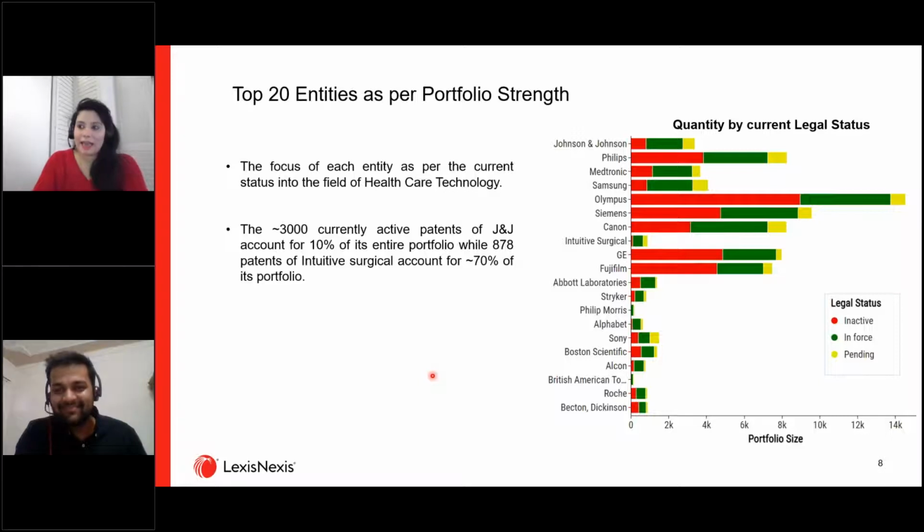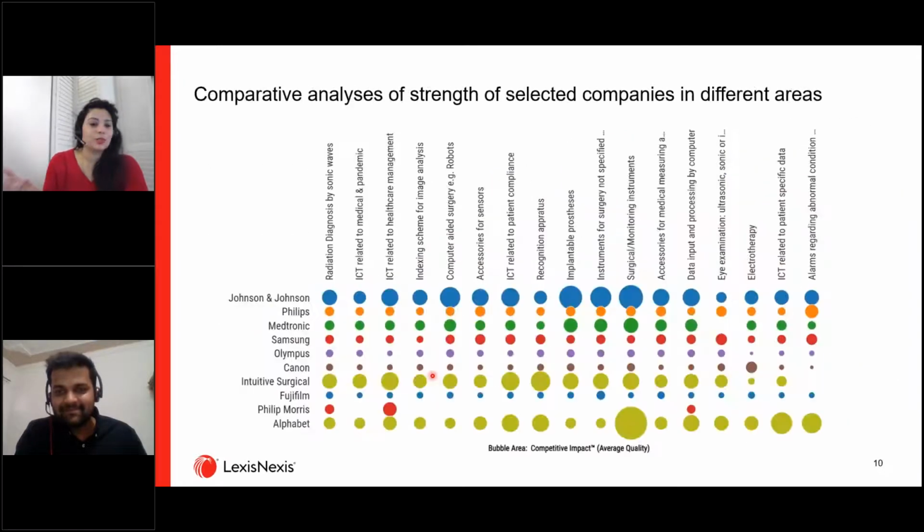But before we move ahead to Alphabet, I just wanted to show you this last slide regarding this set of companies that we are having an idea about. I'll then move to Alphabet for sure. These are some of the selected companies from the top 20. And to answer your focus also, where are they having the strength? These are some of the specific areas related to the digital health technology.